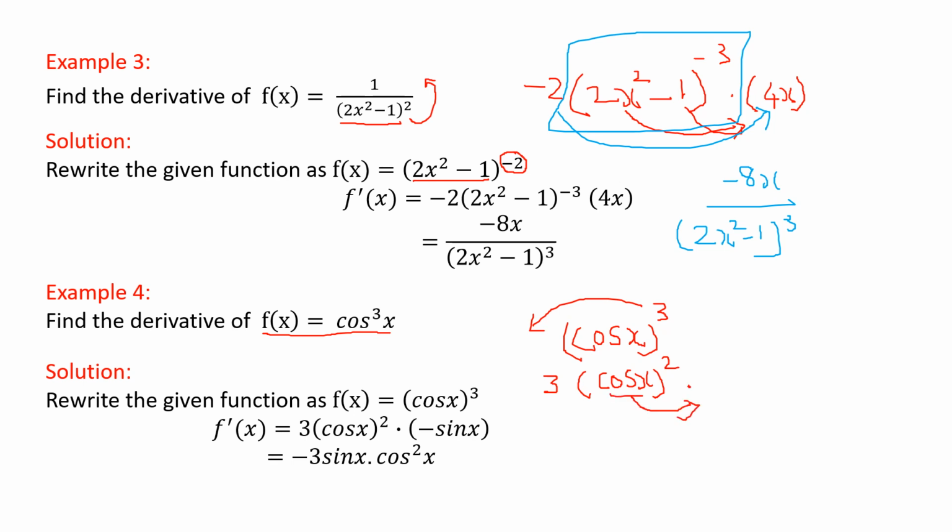The inside term is cosine x. The derivative of the inside term will be minus sine x. So my final answer will be minus 3 sin x cosine squared x.